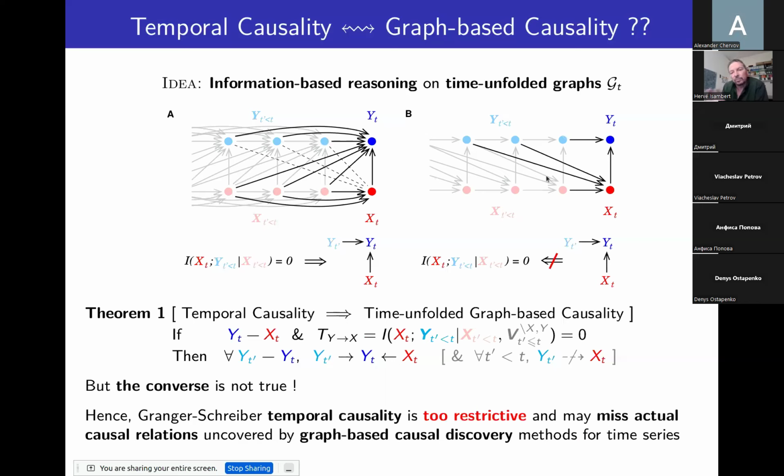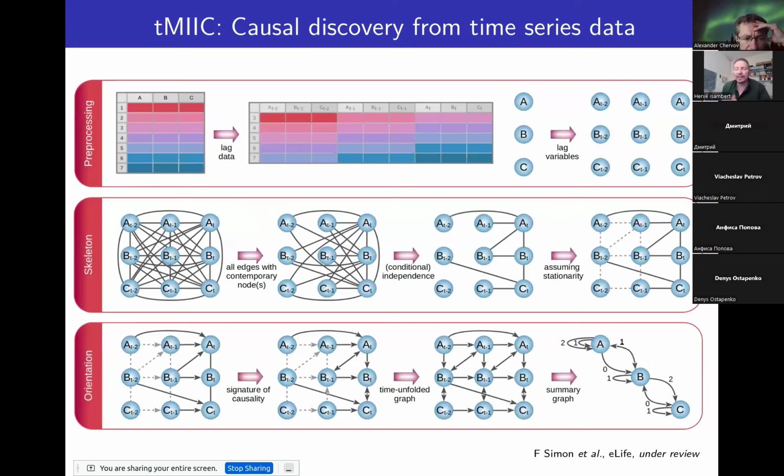But the conclusion is nonetheless that there are no different causalities based on time or based on graph. We can assume that there is only one causal concept, and that's probably related to the early temporal causality introduced by Granger and Schreiber. And so we have applied this, and we'll finish with this last example.